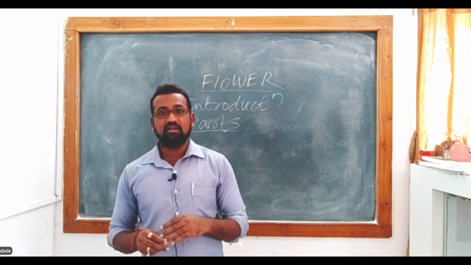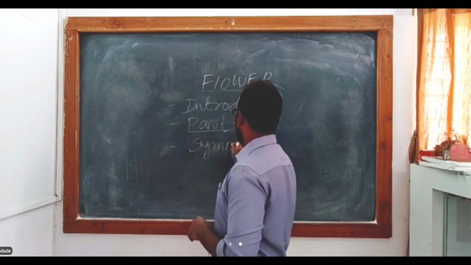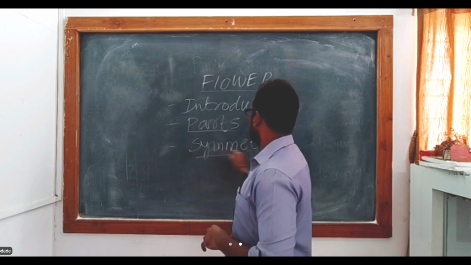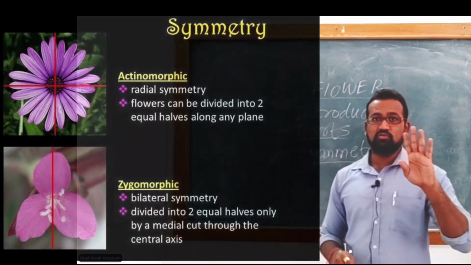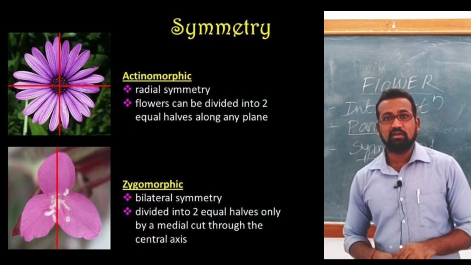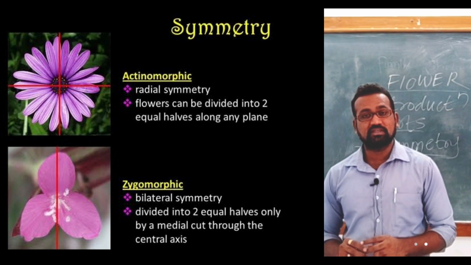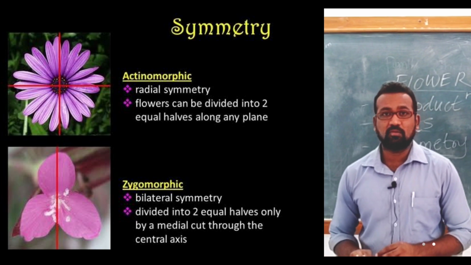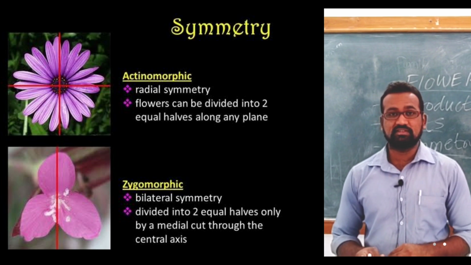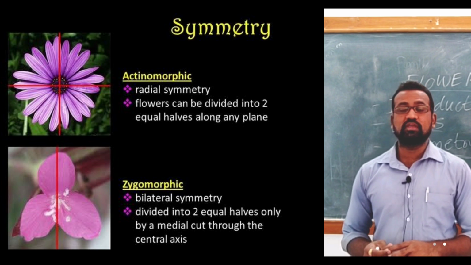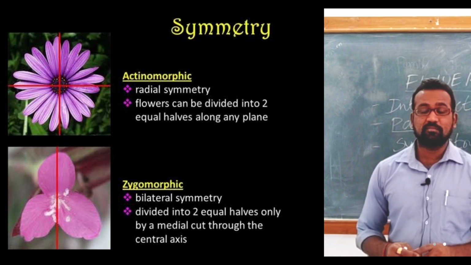After looking at the parts, we will see the symmetry of the flower. What does symmetry mean? The photograph shows two different types of flowers. One flower is perfectly circular and another flower is not perfectly circular. The circular flower, if you cut from any point through its axis, meaning through its center, will show two equal parts. Such flowers are known as actinomorphic flowers.